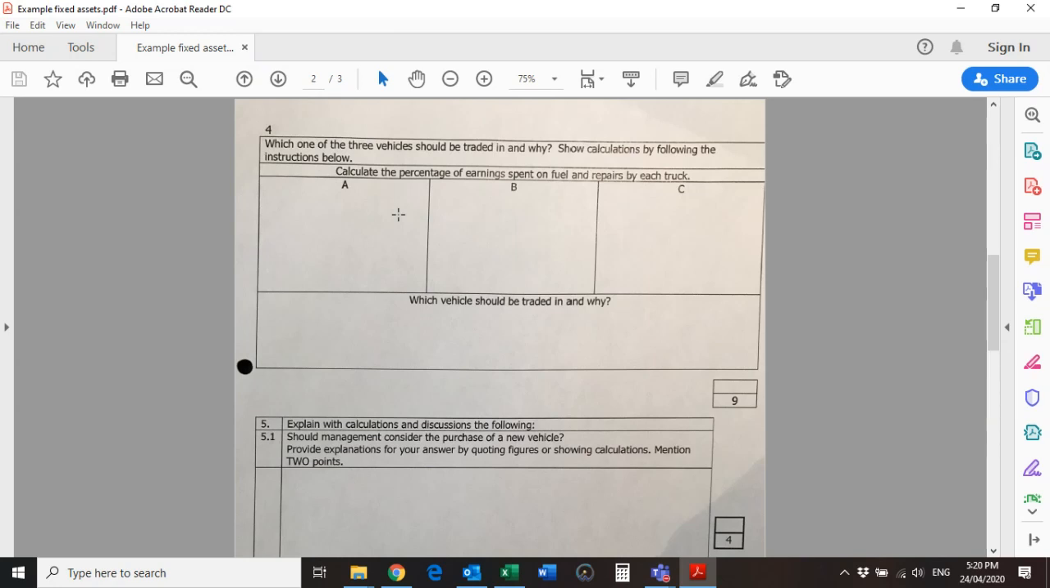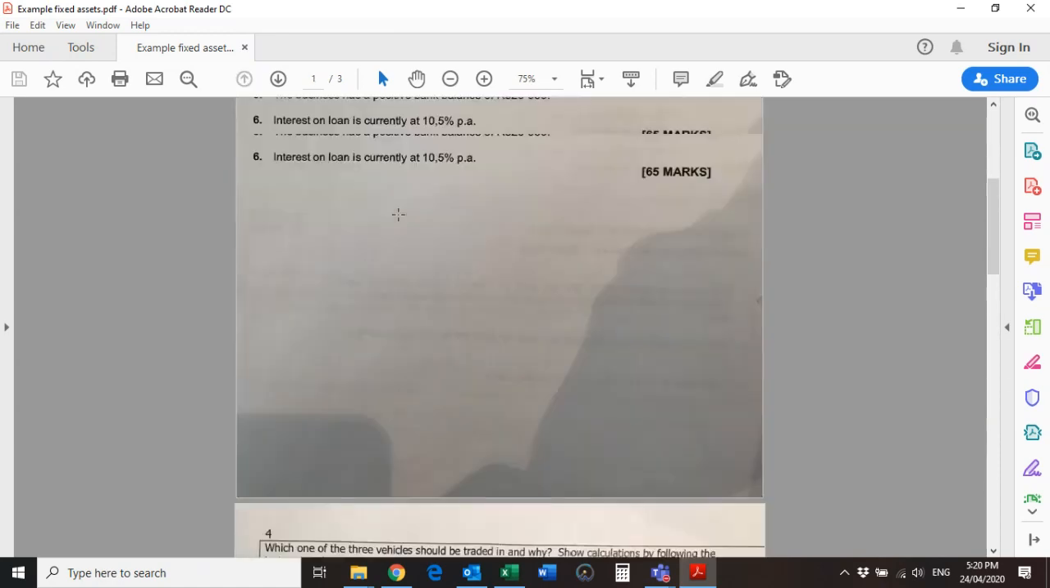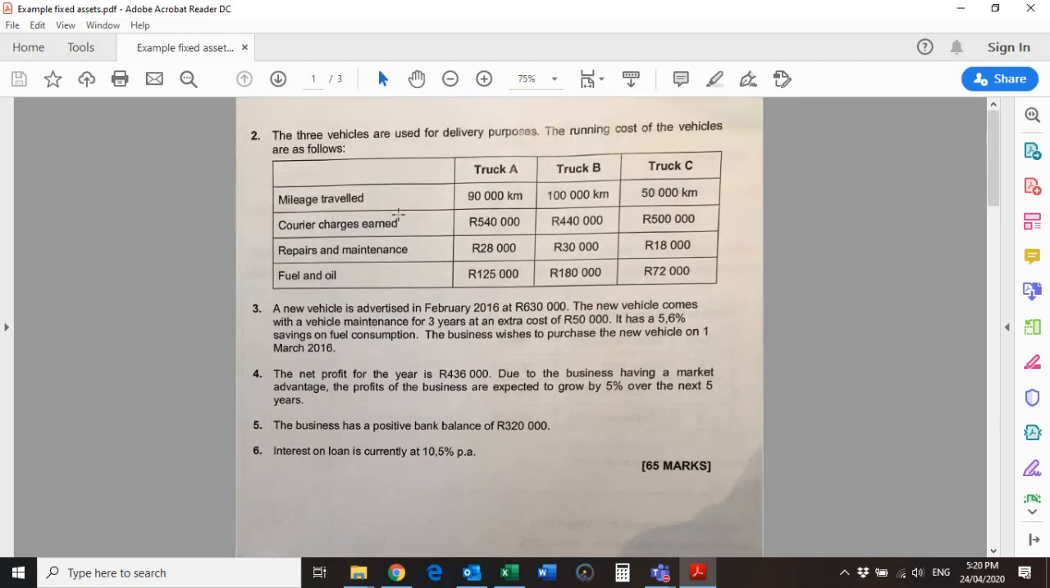Which one of the three vehicles should be traded in and why? Show your calculations by following the instructions below. You have to now calculate the percentage of earnings spent on fuel and repairs by each truck, and then you should also say which vehicle should be traded in and why. So let's have a look at question number two.